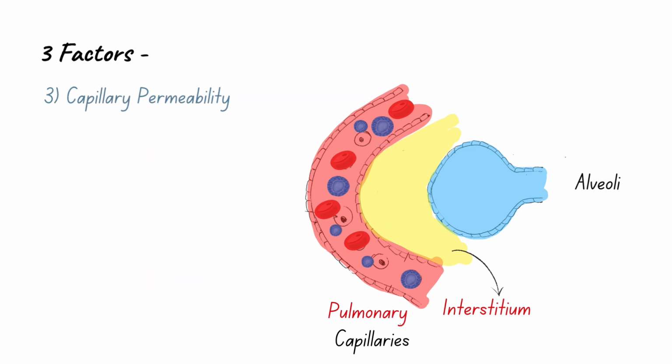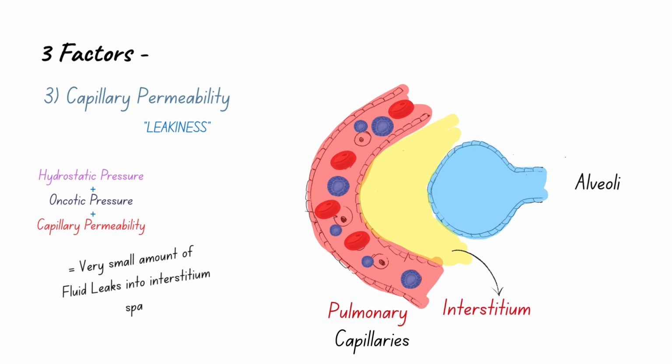Finally, there's capillary permeability or leakiness, which affects how easily fluid is actually able to get through. When taking these three factors together, the net result is that a very small amount of fluid leaks into the interstitial space, and that fluid is normally whisked away by the lymphatic channels in the lungs, which keeps the lungs free of excess fluid.